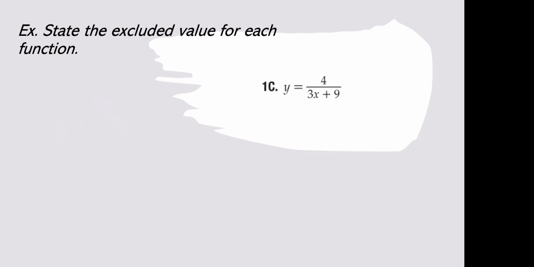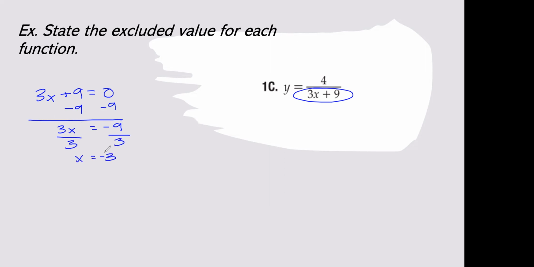All right, and then here, same thing. In our denominator, we have 3x plus 9. So I'm going to set that equal to 0 and then isolate x. I'm going to subtract 9 from both sides, so I get 3x equals negative 9. Then I would divide both sides by 3, so x is equal to negative 3. If I plugged in negative 3, I'd get 3 times negative 3 plus 9, so negative 9 plus 9, which equals 0, which would make this undefined. You cannot divide by 0.